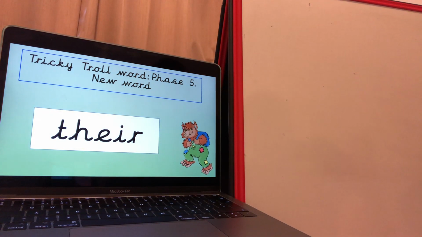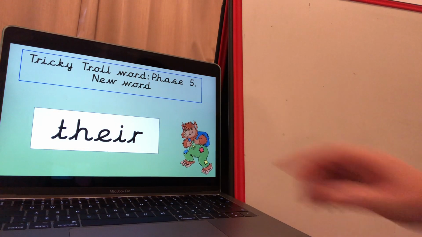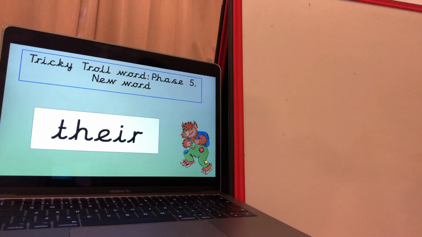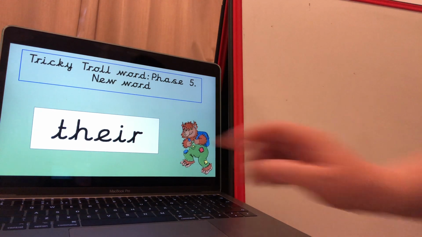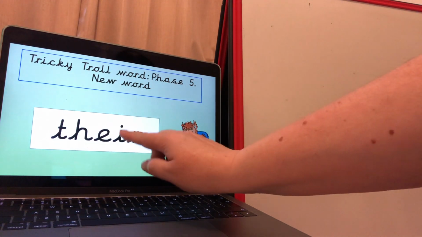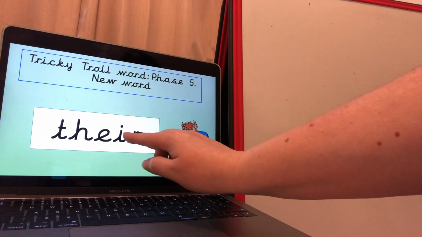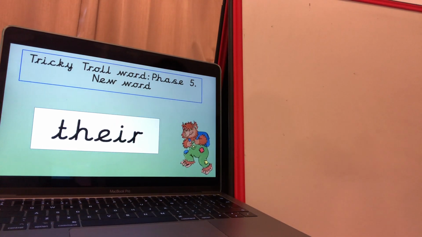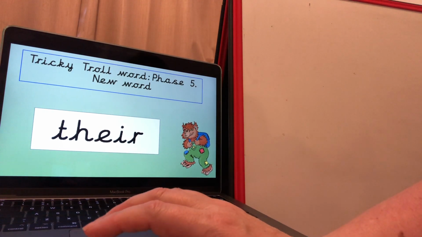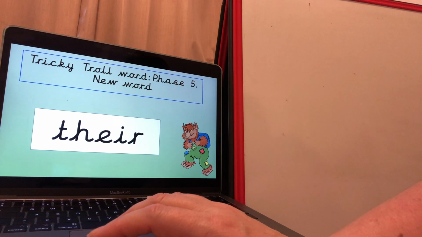Okay, we've got another tricky word to learn today. This word says there. Okay, the word there is spelt T-H-E-I-R. We say the word there is spelt T-H-E-I-R. You say. Okay, I'd like you to have a go at writing that on your board. I'm going to make the word disappear and then you can have a go at writing it. Can you write the word there?